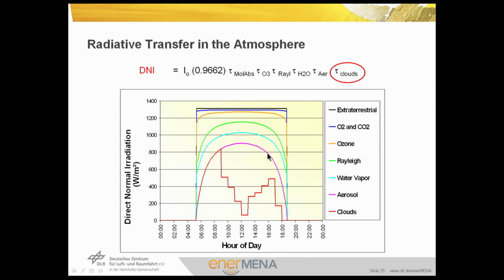If we now also consider clouds, and in this example this was done as 1 hour averages, we see a significant reduction of DNI if clouds are present. Sometimes the DNI falls to 0 or very low values, and sometimes the clouds are quite thin and we get quite high DNIs, about 500 watts per square meter. So this shows you the actual limit of clear sky models, because clouds have to be considered.